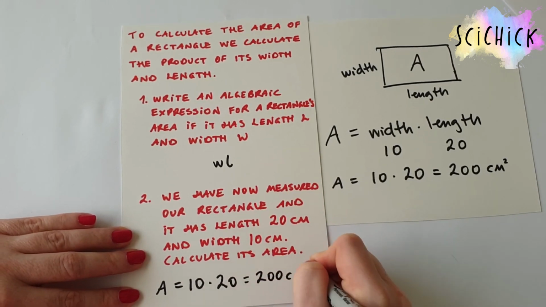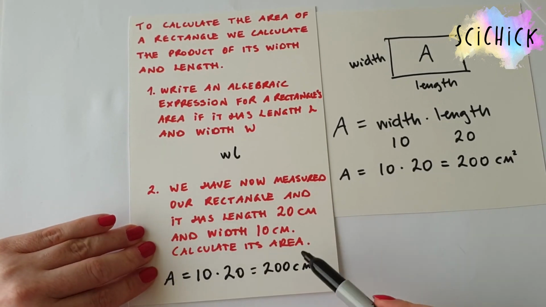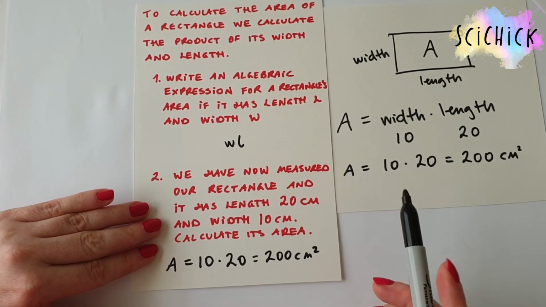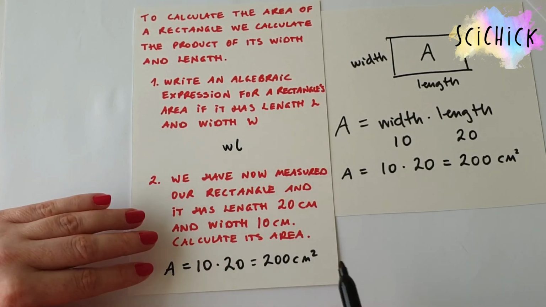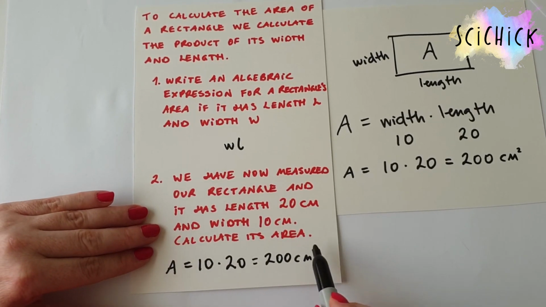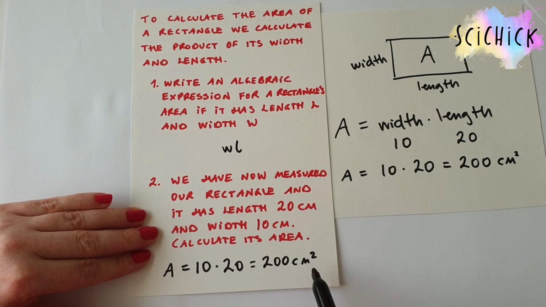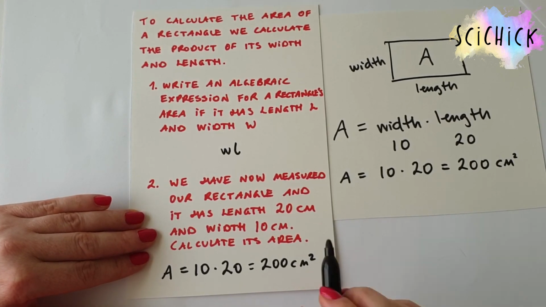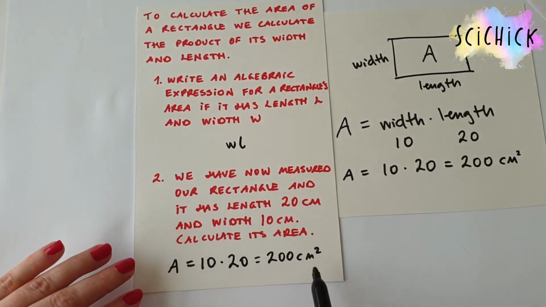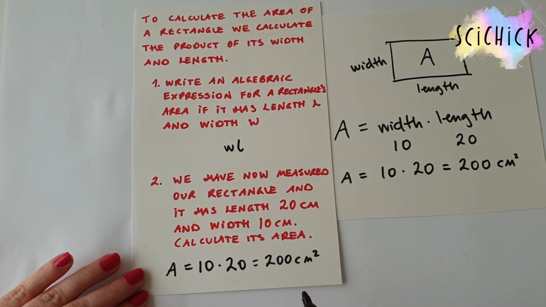200 centimeters squared. You can learn later in geometry, not geography, that when you are calculating an area, your unit also needs to be squared. I'm going to teach you that later. But for now, just remember, if it's squared, square the unit as well.